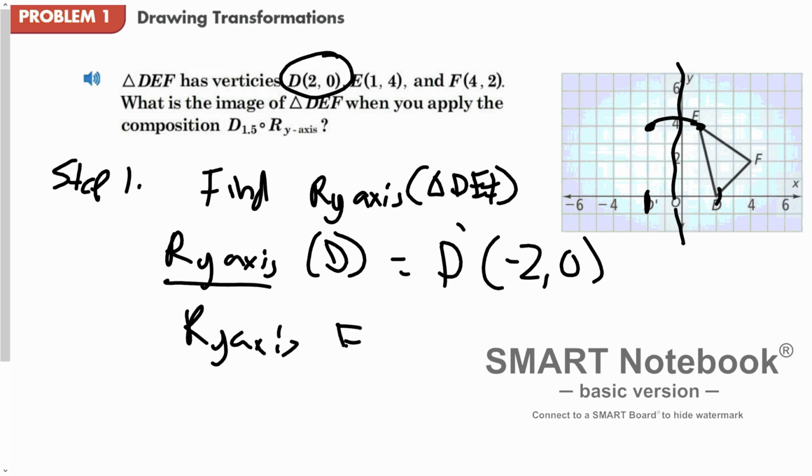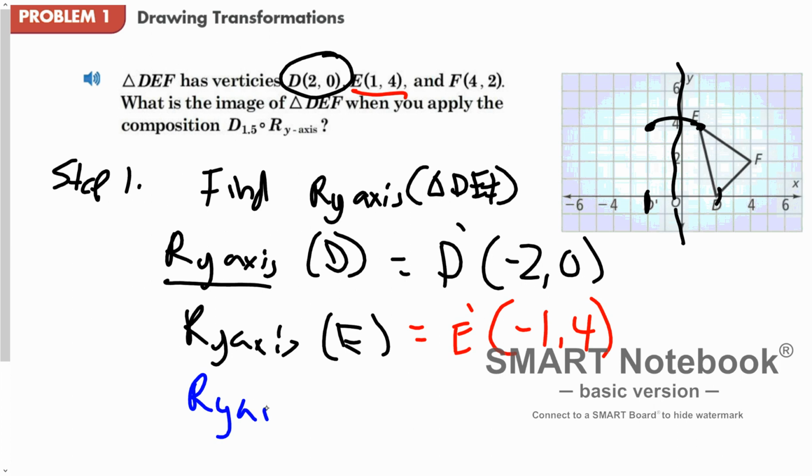Let's do E. So we know E is 1, 4. So E prime, even though I wrote D, is -1, 4. So the y value stays the same when we rotate about the y-axis. Okay, final one. We're going to rotate F. So we get F prime, or the image, right? So that'd be -4, 2.